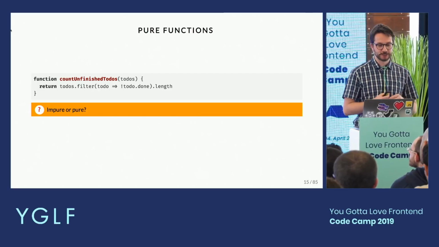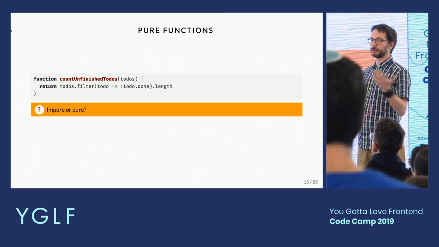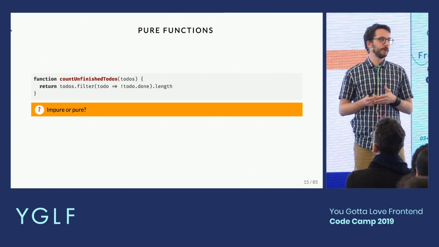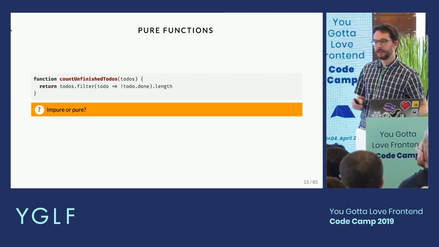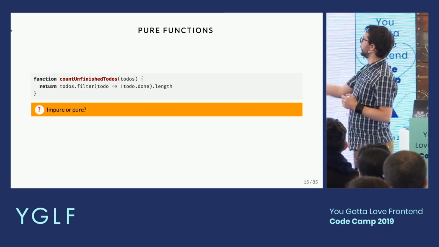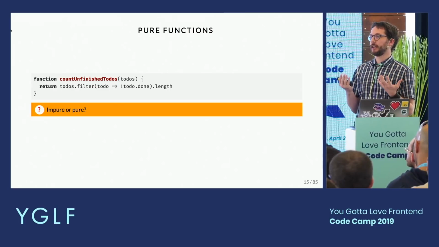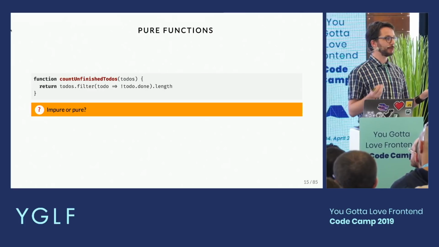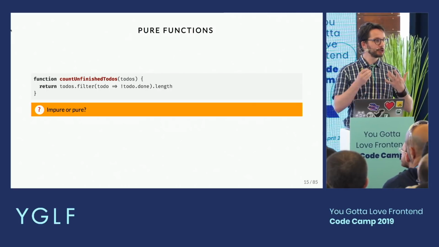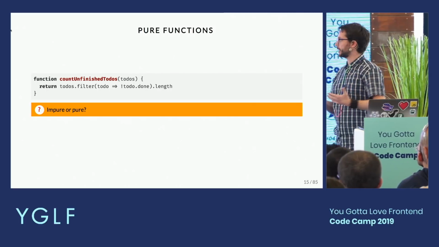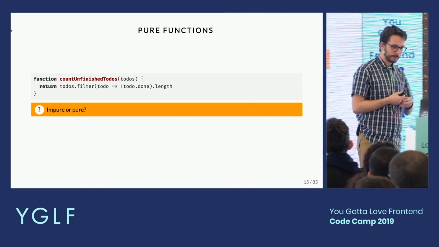Back to the pure functions. Is this function pure or impure? It filters over a bunch of to-dos and then says how many of them are remaining. By looking at this function, you cannot tell, because it depends on what the parameter is. Is it an immutable object? Then this function is pure, because then the output is perfectly predictable. If the to-dos object is a mutable thing that could change over time, then this is an impure function.